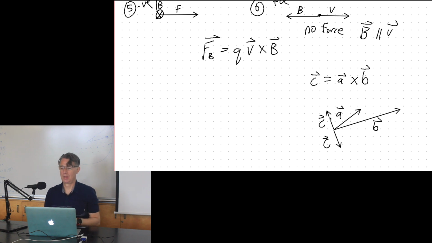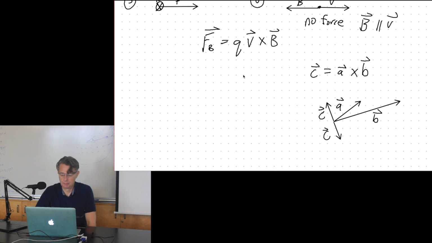Okay, let me think about that. So V cross B, A cross B. Let's see, I'm just trying to picture this. V cross B. I don't want to commit myself. I think I know which one, but I don't want to get it wrong. Okay, so there it is. So that's the cross product.